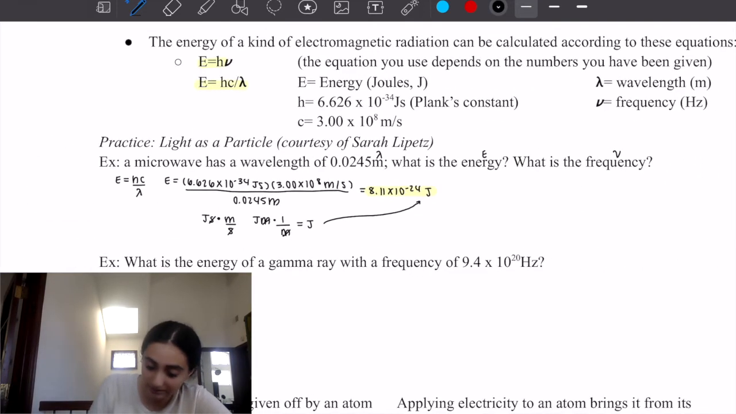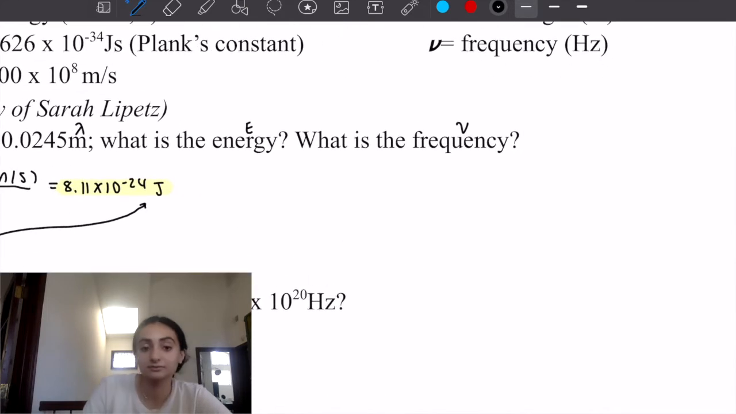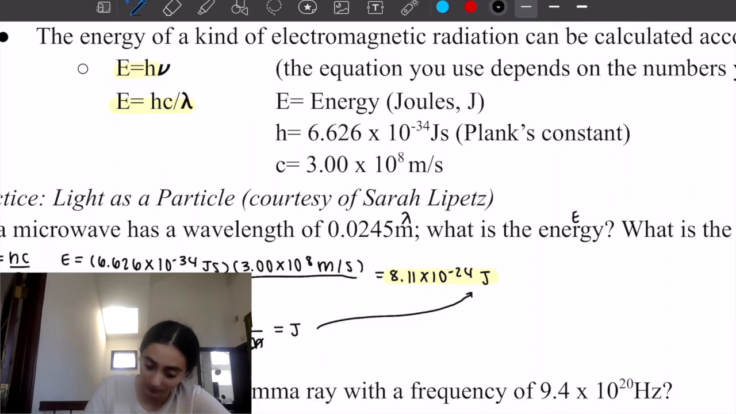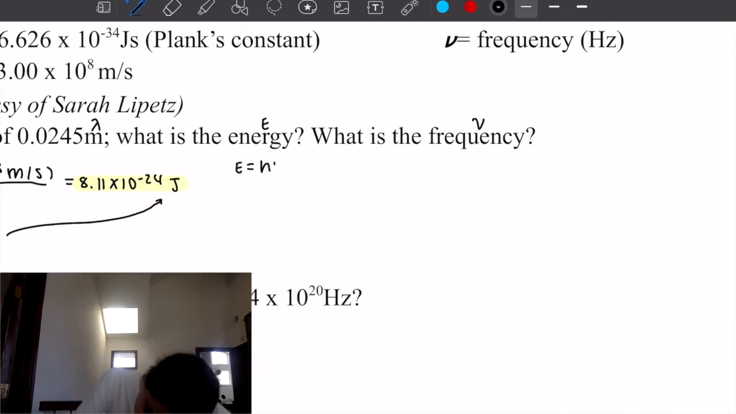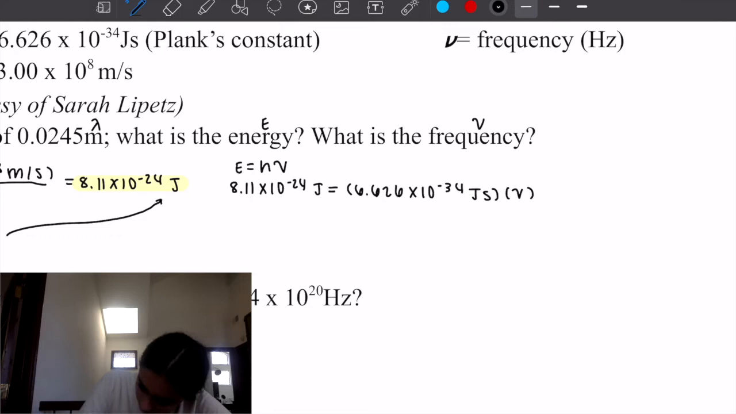So we're going to use E equals h nu because that has the energy, the Planck's constant, and the frequency, which is what we're looking to find. So we have our energy. Make sure you keep the unrounded version in your calculator. And then let's plug in our constant.